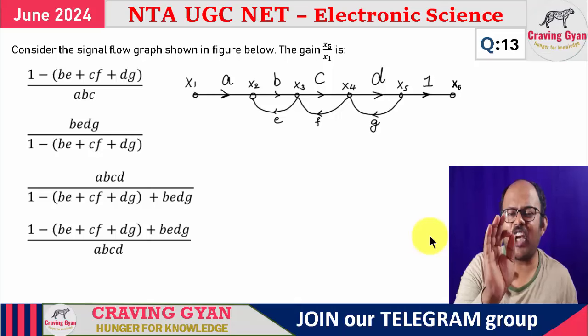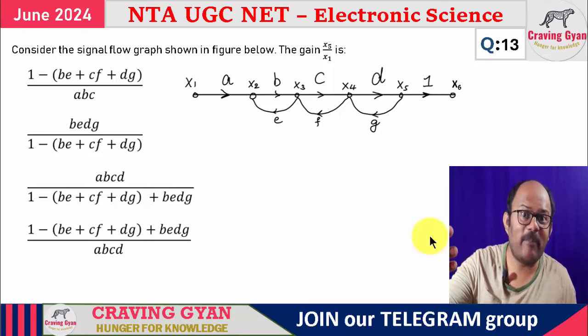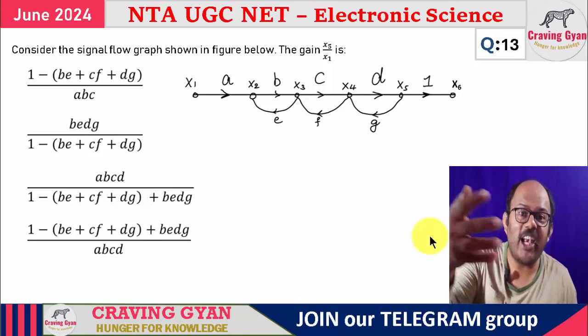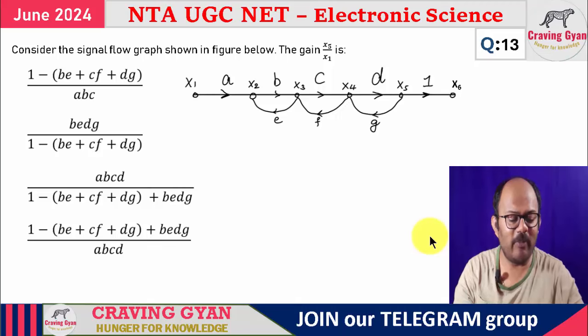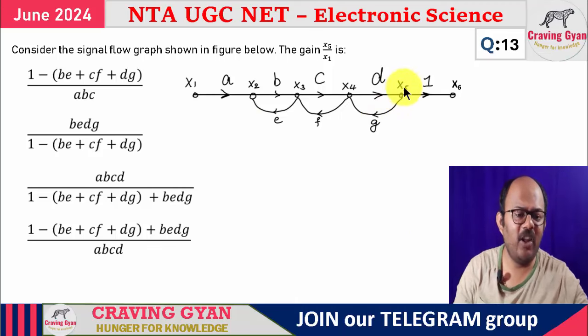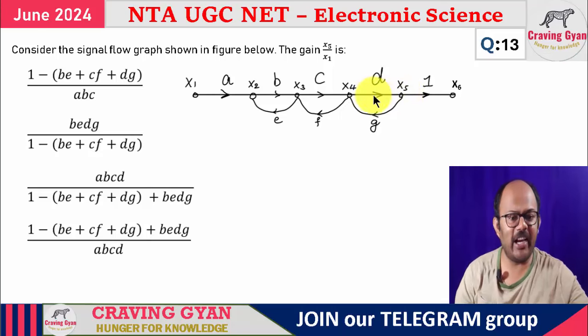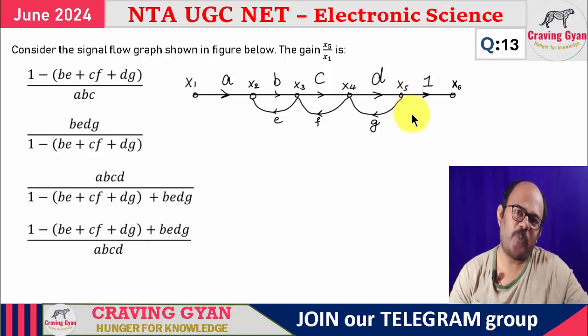What is the definition of the output node? All the branches should be tending into it. Input node means it should be away. Look at the things. X5, D is tending into it, but G is going out of it. So, X5 can't be an output node.